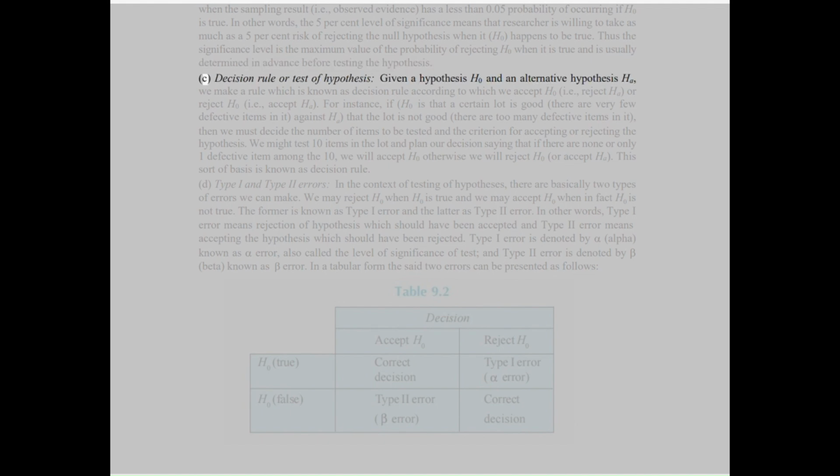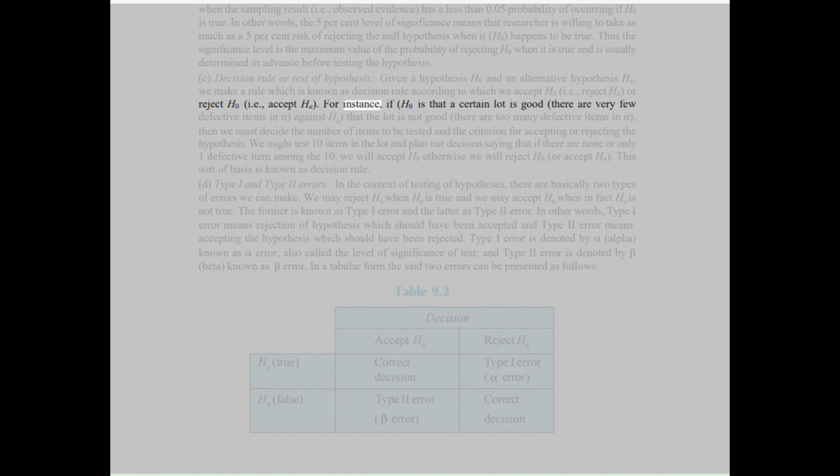C. Decision rule or test of hypothesis. Given a hypothesis H0 and an alternative hypothesis HA, we make a rule which is known as decision rule, according to which we accept H0, i.e., reject HA, or reject H0, i.e., accept HA.